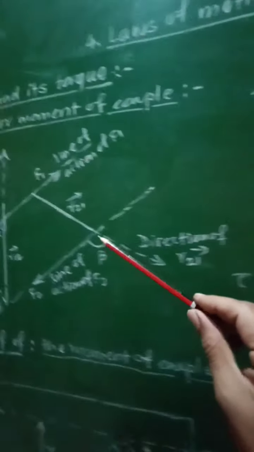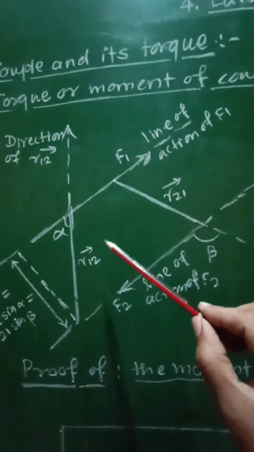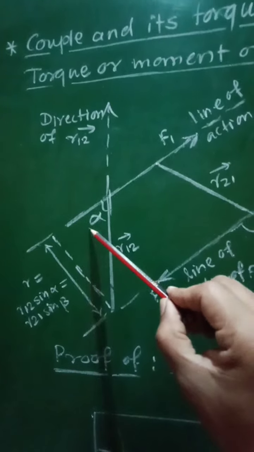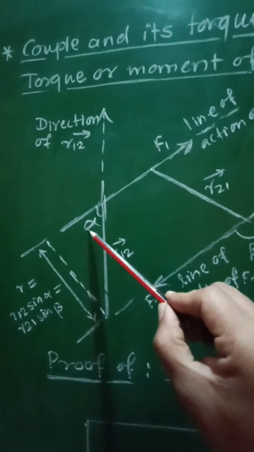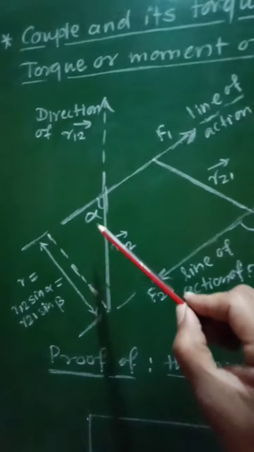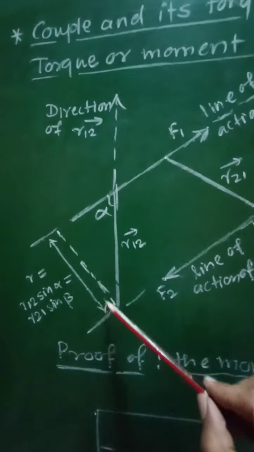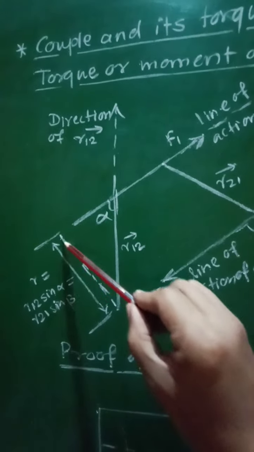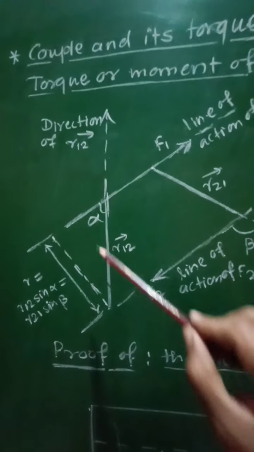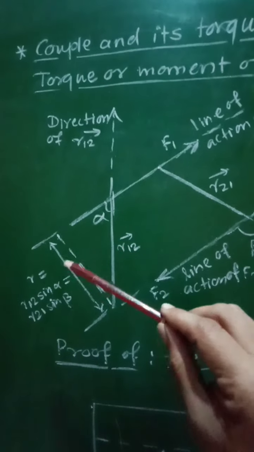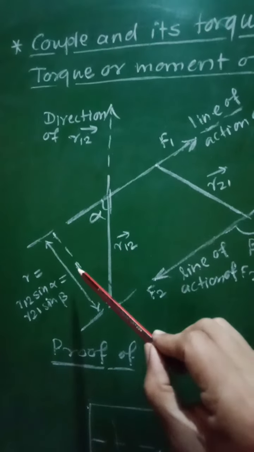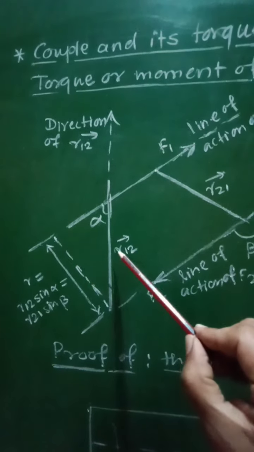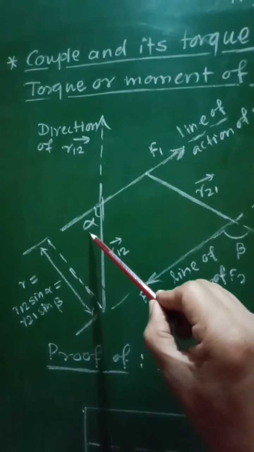Now from this figure we can write r12 into sine of angle alpha will be equal to r, because if you consider this triangle, r will be the perpendicular distance between F1 and F2. If we define sine alpha, it is equal to the opposite side upon the hypotenuse, and therefore the opposite side is equal to hypotenuse into sine alpha.